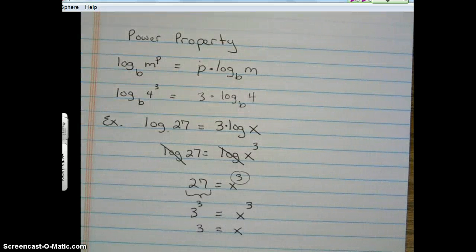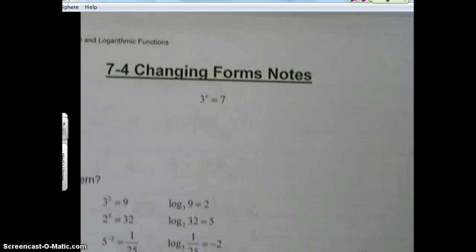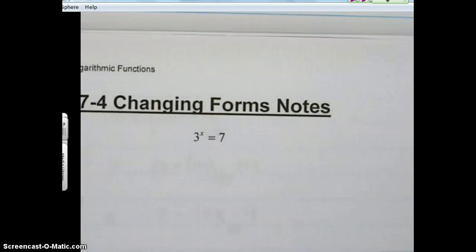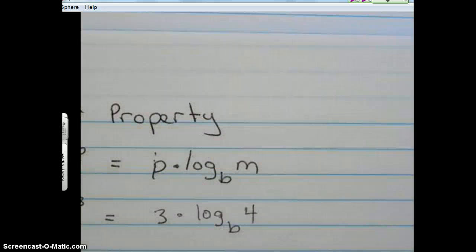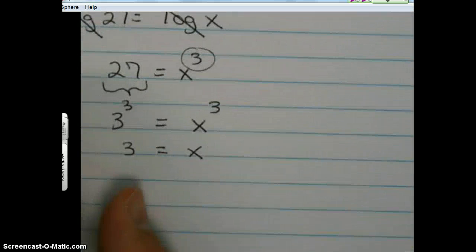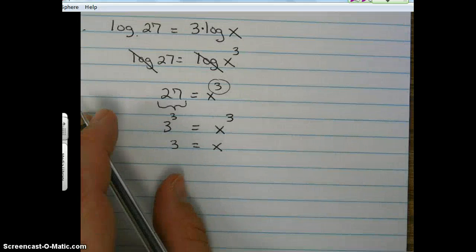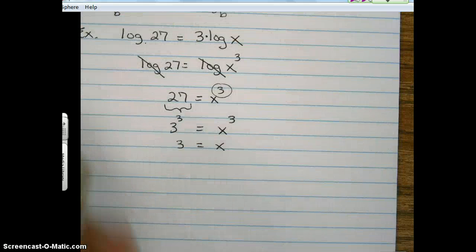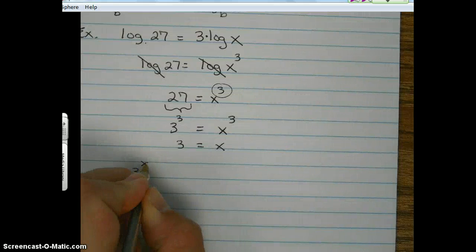So now I want to take a moment. On your video notes that we did last class, there was one problem that I skipped. So let's take a look at it. 3 to the x equals 7. Remember I said we'd come back to that? Well, let's take a look at that. I'm going to do it on this page though. I zoomed in too far. Oops, wrong way. So we have 3 to the x equals 7.